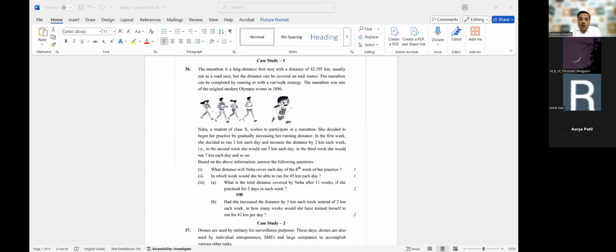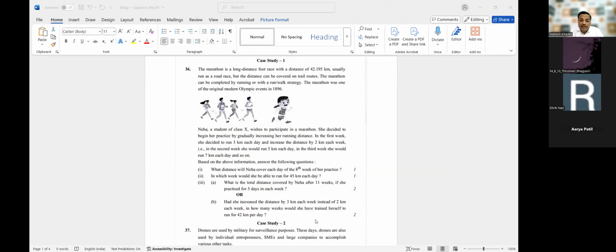The marathon is a long distance foot race with a distance of 42.195 kilometers, usually run as a road race, but the distance can be covered by trail routes. The marathon can be completed by running or with a walk-run strategy. The marathon was one of the original modern Olympic Games events in 1896. So Neha, a student of class 10, wished to participate in a marathon.